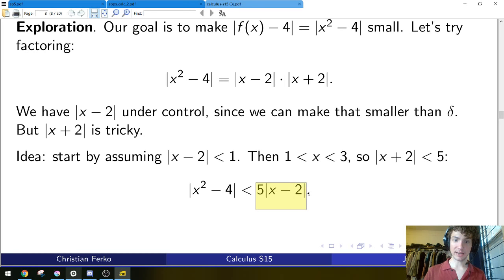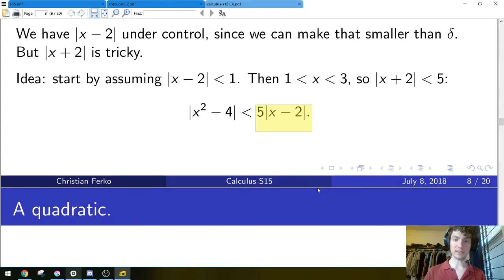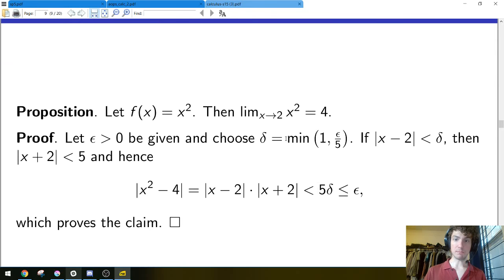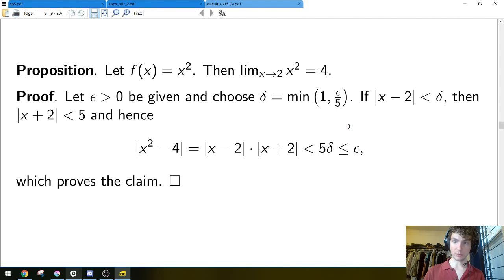And then later we also want delta to be less than epsilon over 5. We want both of those things. So we want delta to be smaller than 1 and delta to be smaller than epsilon over 5. The way to do that is to say delta is the minimum of those two. If epsilon over 5 is bigger than 1, then we pick 1, and otherwise we pick epsilon over 5. So that's the choice. Then you just have to show that it works.